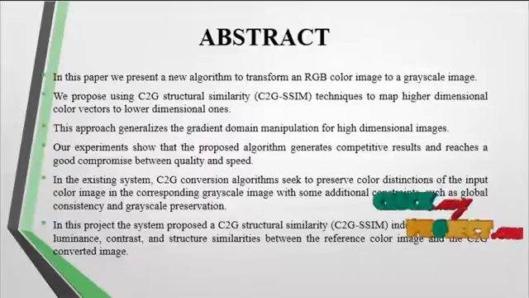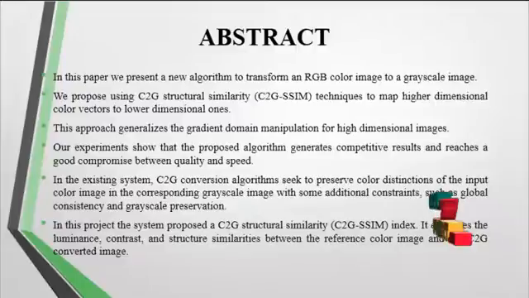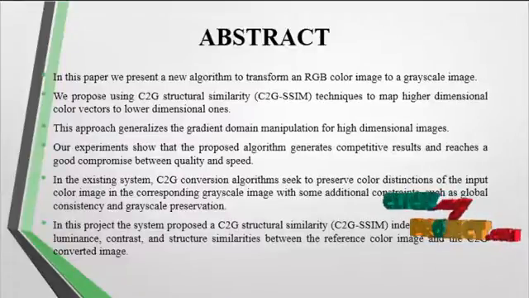In the existing system, C2G conversion seeks to preserve color distinction in the input color image in the corresponding grayscale image with some additional constraints such as global consistency and grayscale preservation.